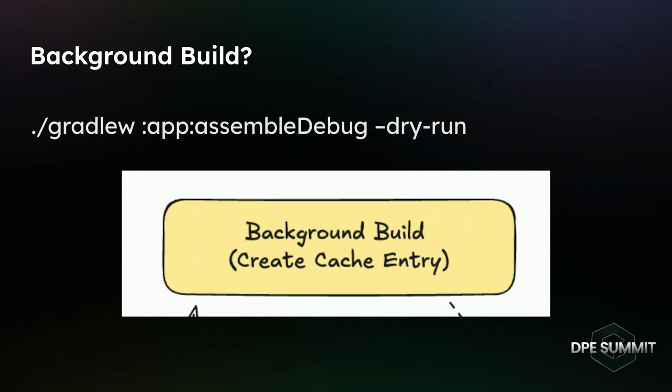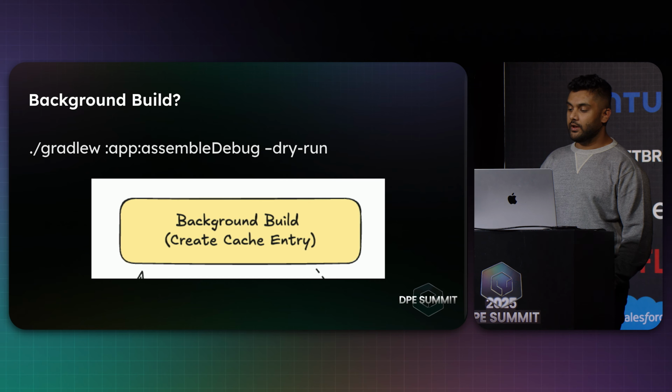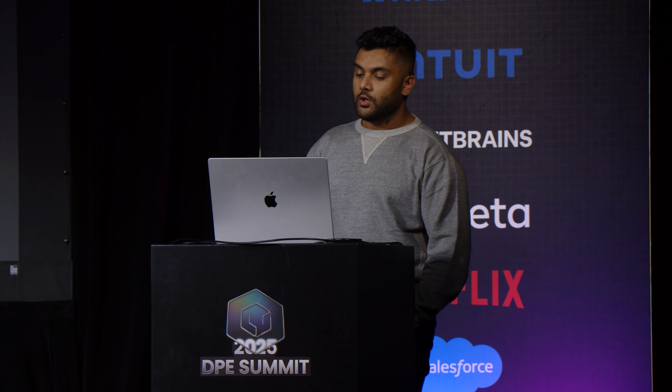These background builds are regular Gradle builds. However, they're executed automatically on the developer machine in the background, away from the peripherals of the developer. The developer may not even be aware that this build is happening. These background builds are executed with Gradle's dry run flag. This flag allows us to run just the configuration phase of a build while skipping the execution phase. This is crucial for creating a cache entry quickly without the resource overhead of a full build. As we talk about this strategy, you'll hear me say the term background build a lot.